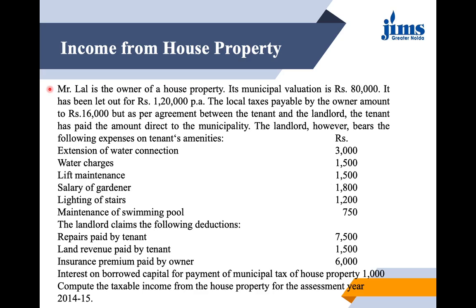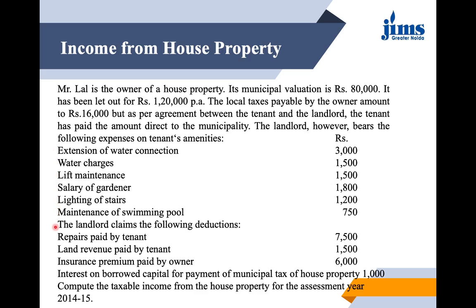Mr. Lal is the owner of a house property. Its municipal valuation is rupees 80,000. It has been let out for rupees 1,20,000 per annum. The local taxes which are payable by the owner amount to rupees 16,000, but as per agreement between the tenant and the landlord, the tenant has paid the amount directly to the municipality. The landlord, however, bears the following expenses on the tenant's amenities: extension of water connection, water charges, lift maintenance, salary of gardener, lighting of stairs, maintenance of swimming pool.